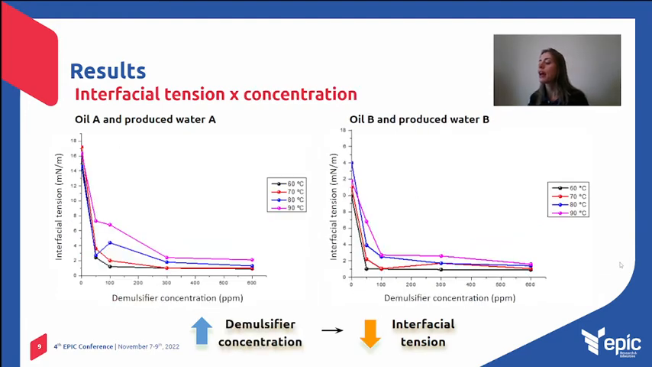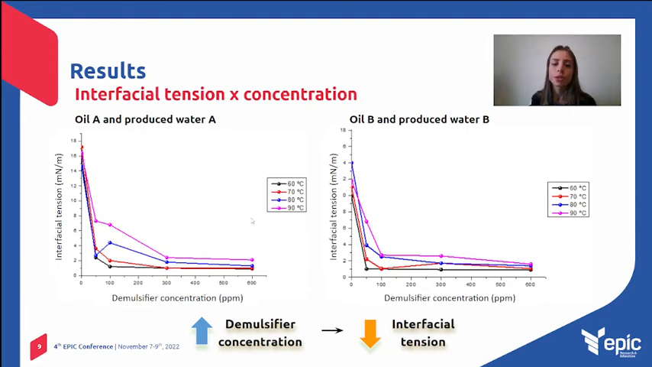And here we have the effect of the demulsifier concentration on interfacial tension for systems composed by oil A and oil B. And for both systems, we can observe a trend, which is the interfacial tension decreasing with the demulsifier concentration increasing, and here as well, okay?